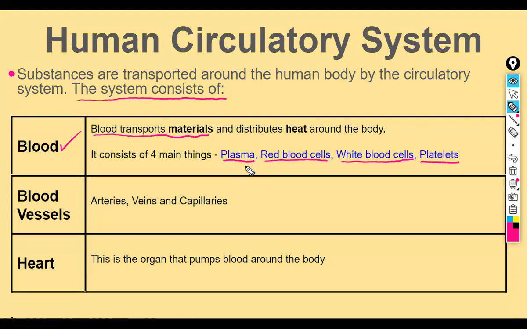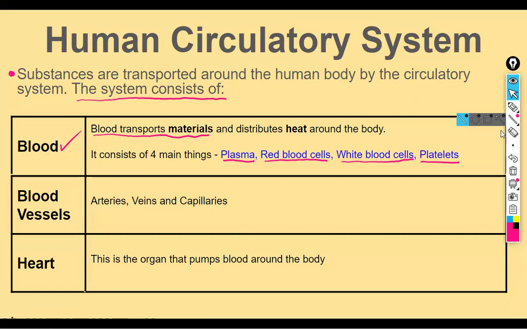Oxygen needs to make it all the way around our body because all our cells need oxygen for a process called respiration. From last term, out of the four over here, which one of these carries the oxygen? Is it the plasma, red blood cells, white blood cells, or platelets? Which one of those four components within blood is responsible for carrying the oxygen? Let's see what you remember from last term.